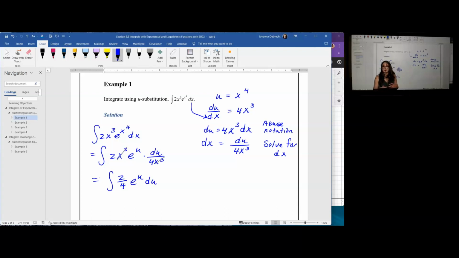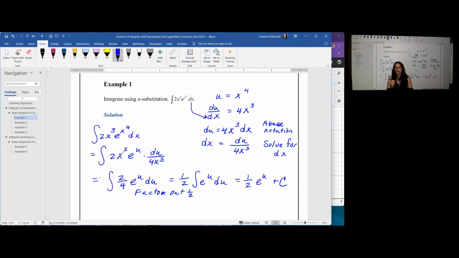Now, the 2/4, of course, reduces, and I can also factor that out of the integral because it's a constant. So if I take the constant out, this will give me 1/2 the integral of e to the u du. This is factoring out the constant factor. And the next thing that we do is integrate, find the antiderivative function, which is e to the u, plus that constant c.